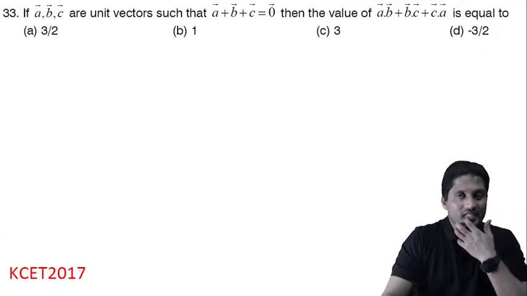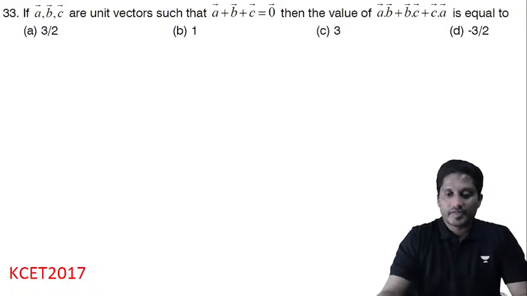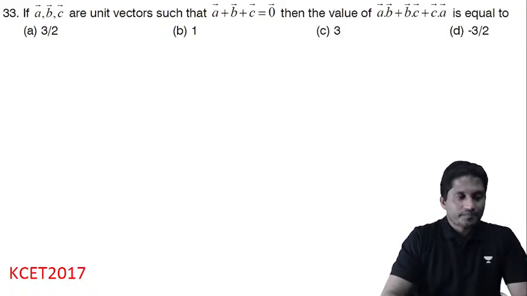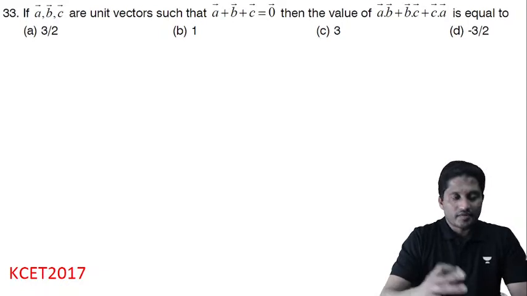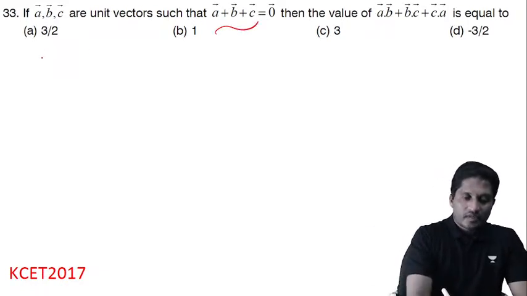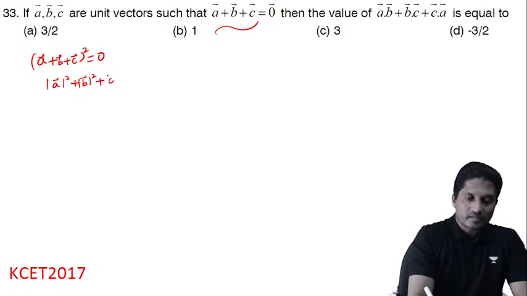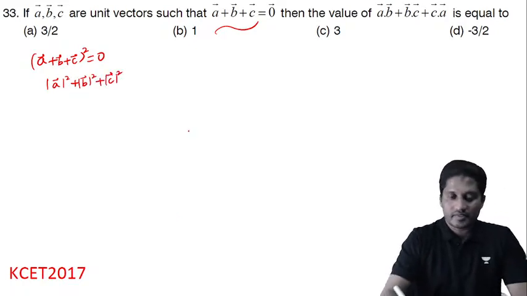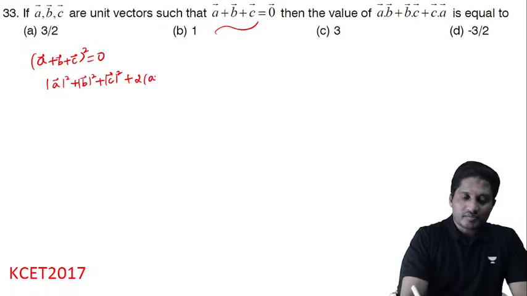A, B, C are unit vectors. A plus B plus C is 0. What is A dot B, B dot C, C dot A? If I square both sides, A plus B plus C whole square is 0. That is mod A square plus mod B square plus mod C square plus 2 times A dot B plus B dot C plus C dot A is equal to 0.